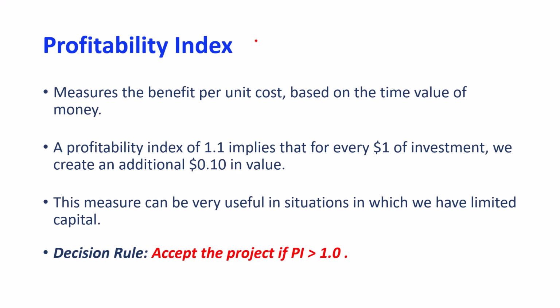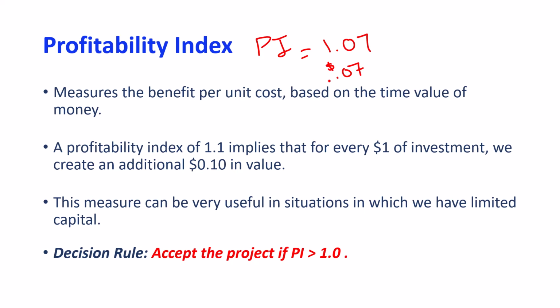Profitability index, or sometimes we just use PI in short, measures the benefit per unit cost of the project based on time value of money. So in other words, if the profitability index for a project is 1.07, that means that for every dollar that you invest in this project, your profit is going to be 7 cents. This measure is usually used when we have limited capital and we have several projects in front of us, and we want to rank those projects based on their profitability.